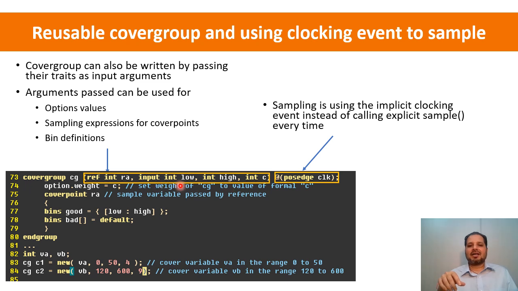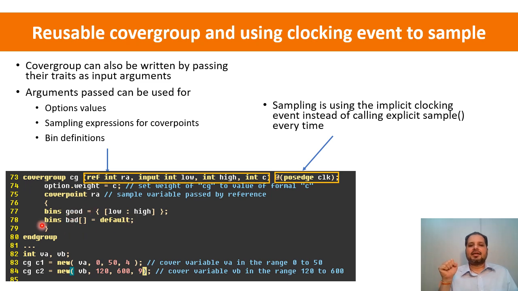Okay, so here there are two more variables. These two we are passing by value, and then the third one, int c, also we are passing by value. Let's look quickly at the usage of these. This low and high, we are using for constructing the bins. So this good bin will be hit whenever the value sampled for this particular variable array is in this low to high range, and then the hit count for the bin good will be incremented.